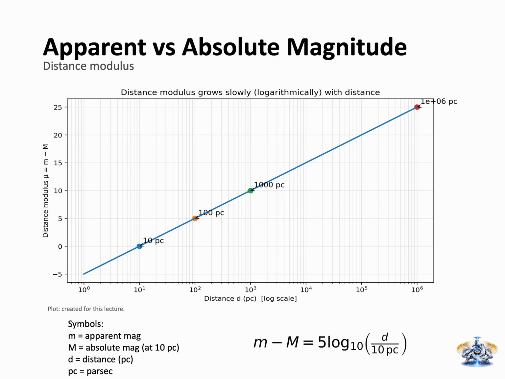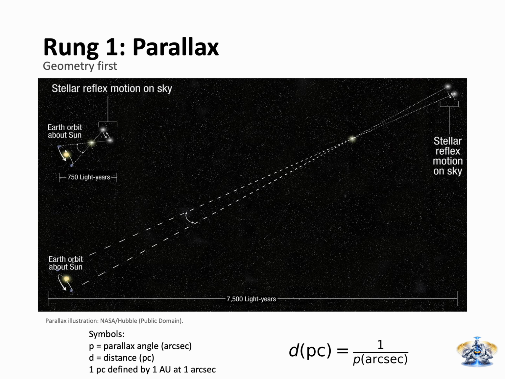How do we learn intrinsic brightness without already knowing distance? We start with the cleanest distance method we have, pure geometry. Parallax. This is rung one of the ladder, and it's the most honest one, geometry.